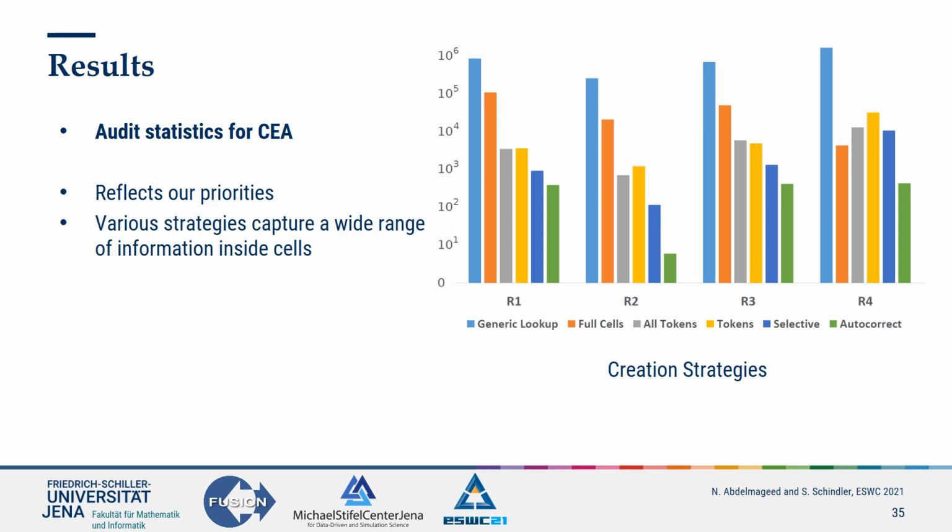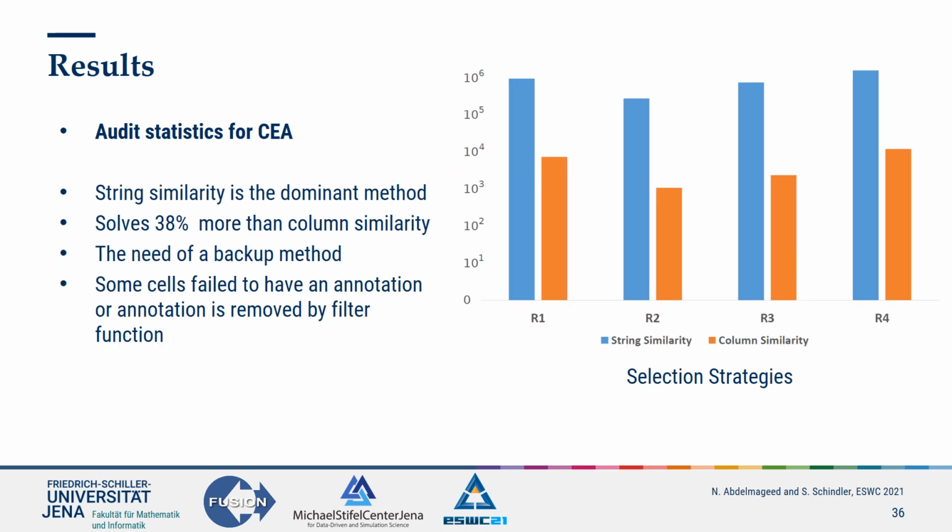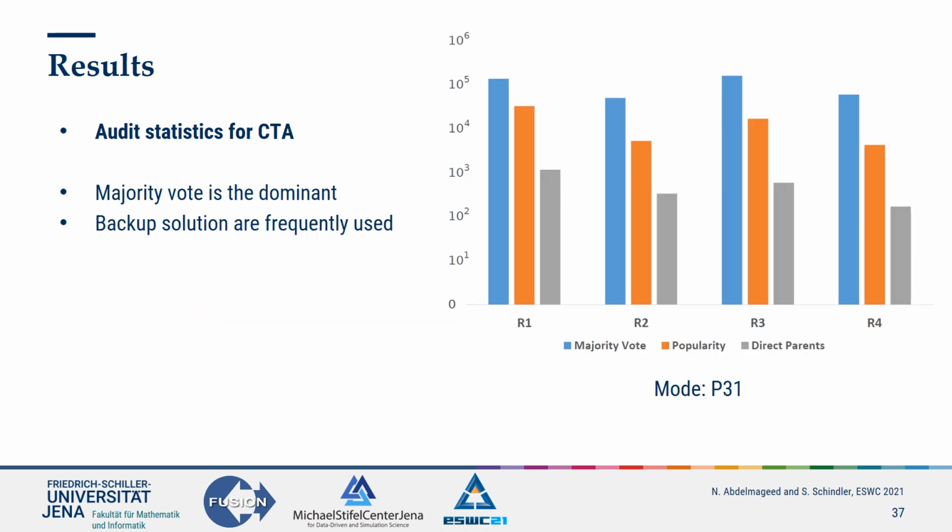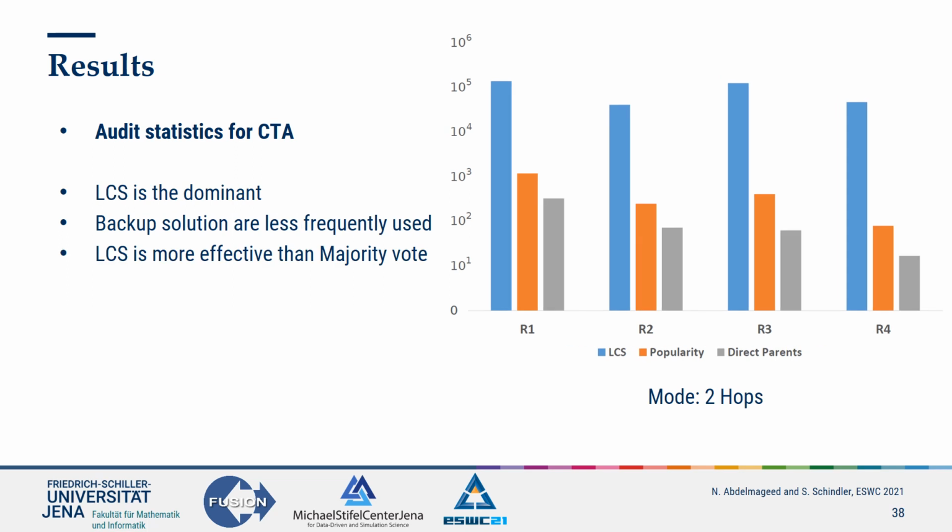The CEA creation strategies reflect the priorities we set to them. For the CEA selection strategies, where the string similarity is our dominant method, it managed to solve 38% more than the backup strategy. Here are the audit statistics for CTA, where the majority vote is the primary technique of B31. For 2 hops at CTA selection, the least common subsumer is used as a dominant method. In this case, there is less reliance on the backup strategies compared with the previous one.